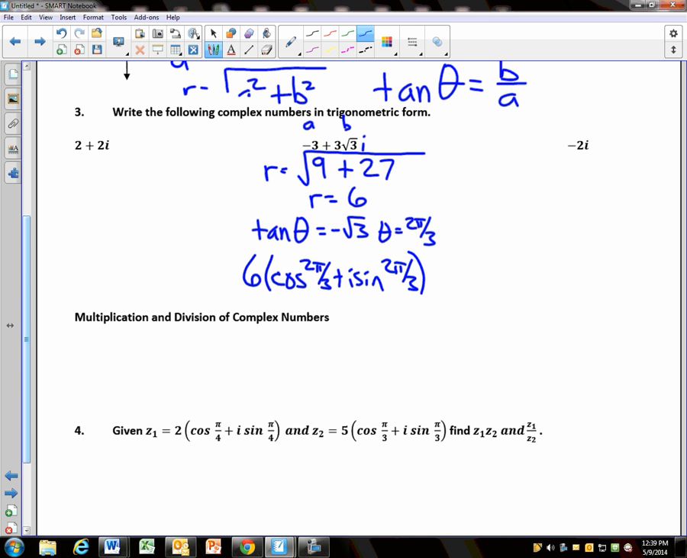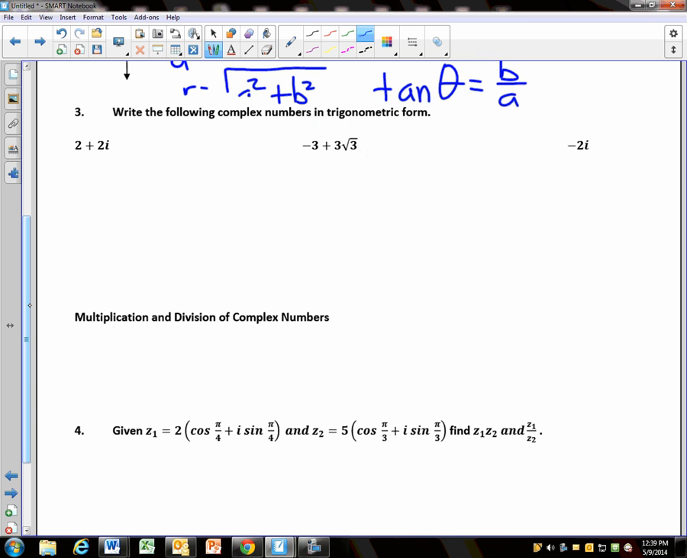That's it. That's trigonometric form of a complex number. It looks really complicated, doesn't it? But really, it just involves tangent and a squared plus b squared. So, not too bad. All right, we do the last one together. And then we're going to do this example, and that's it for the day.